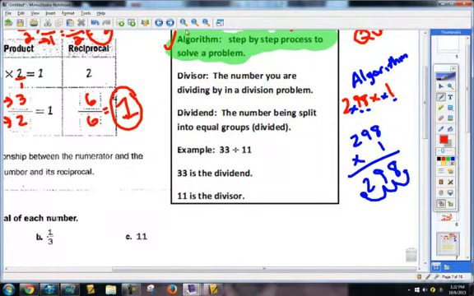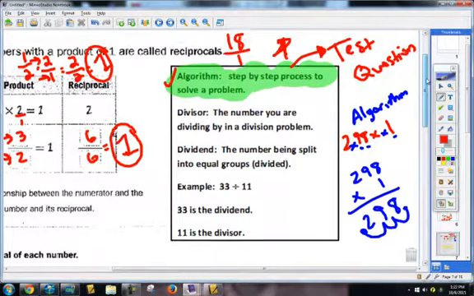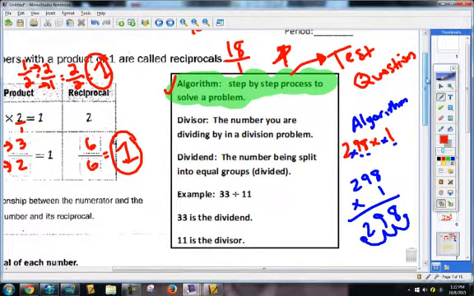So you definitely need to know what an algorithm is. Okay, there's all kinds of algorithms. You learn algorithms all the time in math. Just a step-by-step process. Okay, divisor: the number you are dividing by is the key phrase there. We'll talk about that. And the dividend, that's the number that's being divided or being split up or cut up or sectioned up or grouped up. It is the first number in a division problem.